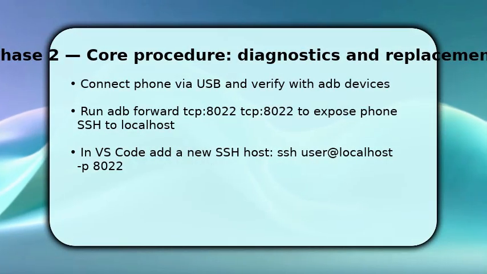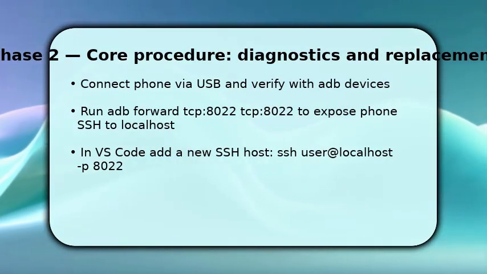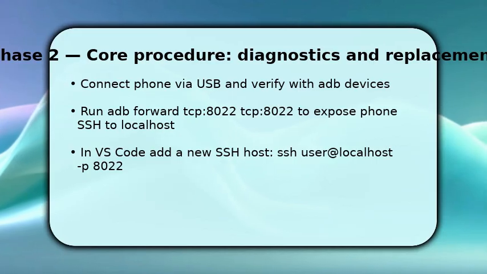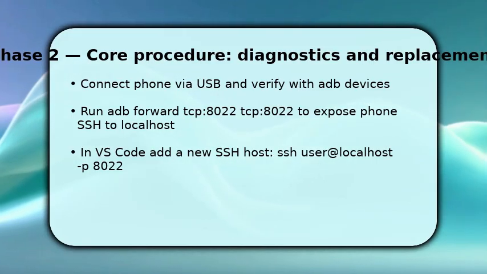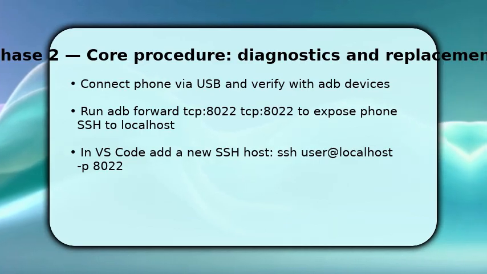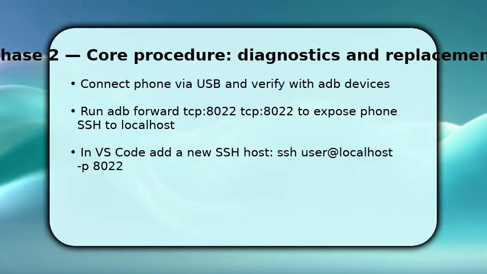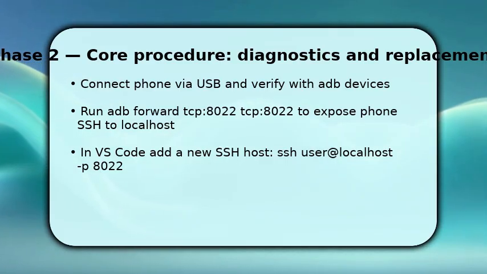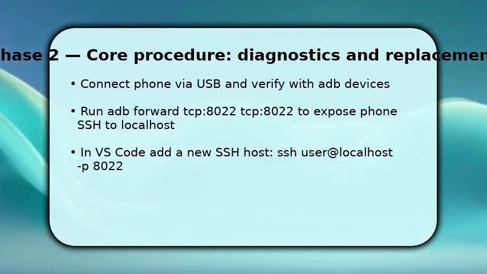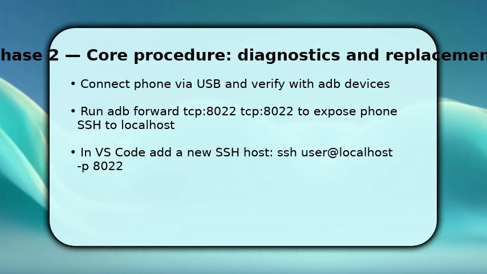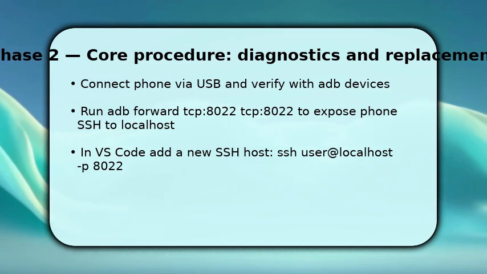Next, connect the phone by USB and use ADB to confirm communication. Run adb devices and ensure your phone appears. Then forward the SSH port with adb forward tcp:8022 tcp:8022, so your PC's localhost:8022 maps to the phone's SSH. In VS Code, open the Remote-SSH command and add a host like ssh user@localhost -p 8022. You'll be prompted for the password or key.